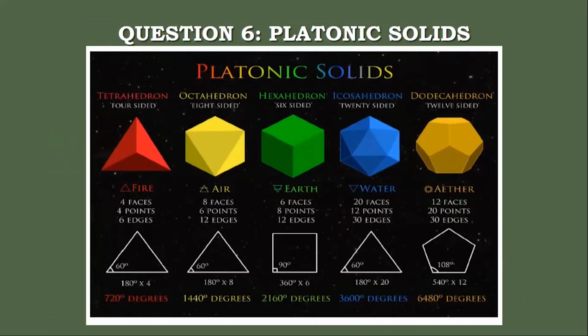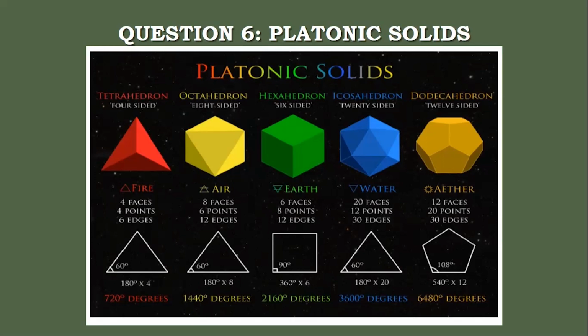Question 6 is about the Platonic solids. It says, which description does not fit the description of a Platonic solid? You have this picture, this diagram, in your tutorial letter 501. So here you find all the information you need. You can see that the tetrahedron is a 6-edged shape object. It has 4 faces and 4 points. And all of the faces are in a regular triangle form.